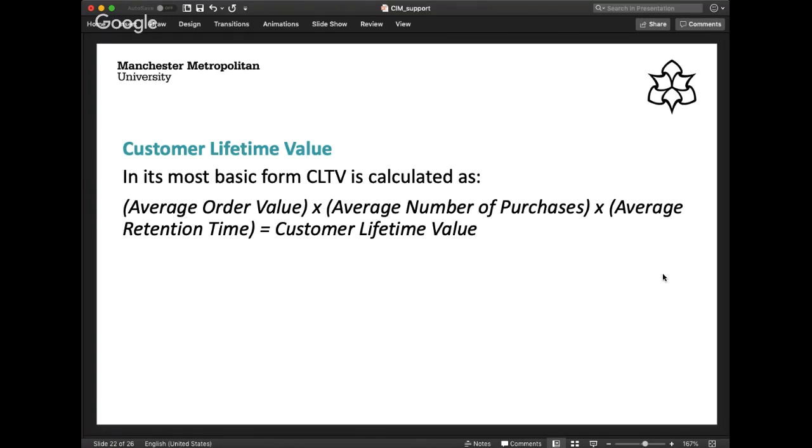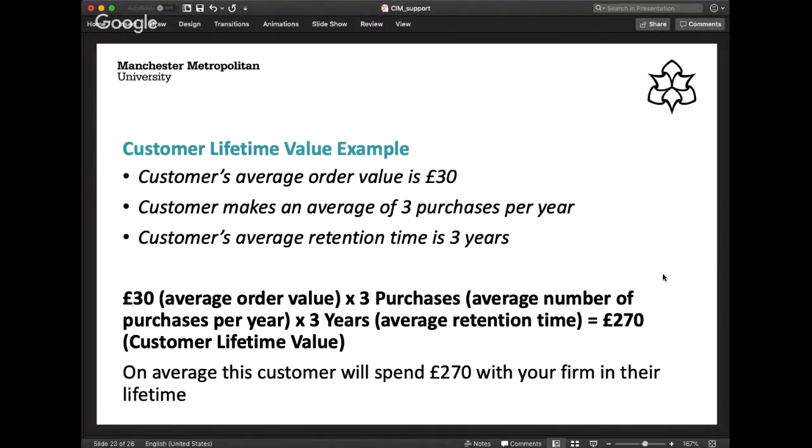If I look at an example, the customer's average order value is £30. The customer makes an average of 3 purchases per year, and the customer's average retention time is 3 years. We would look at £30 times 3 times 3, because that's the number of years. So that means that the customer lifetime value for that customer will be £270. So that is it in the most simplified form.